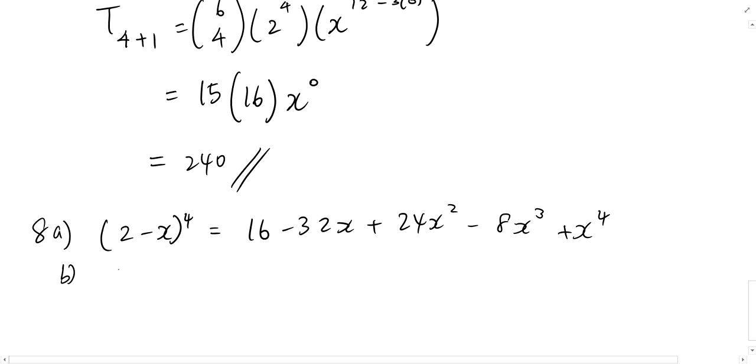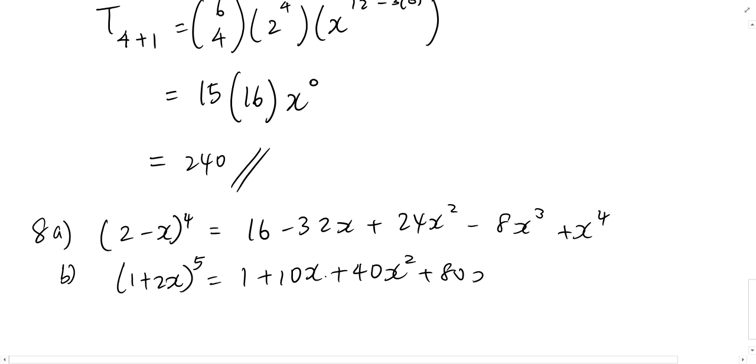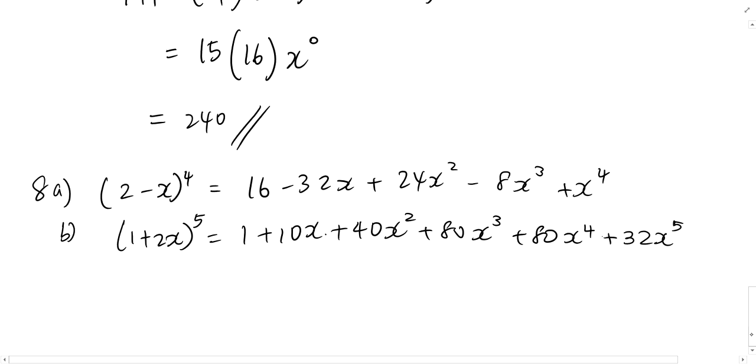Then in part B, we've got 1 plus 2x to the power of 5. So that's 1 plus 10x plus 40x squared. Okay, thank you. So this is our expansion. Hence or otherwise find the coefficient of x cubed in the expansion. So that's the next part: 2 minus x to the power of 4, 1 plus 2x to the power of 5.